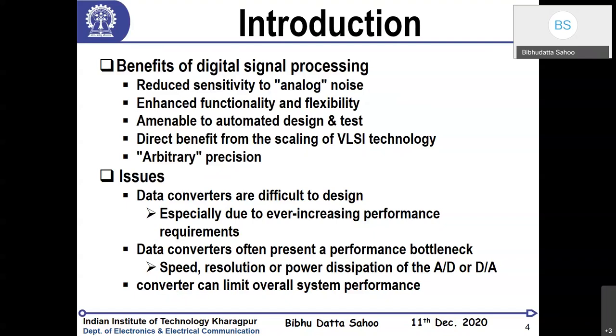But the issue is that data converters are difficult to design, especially due to ever-increasing performance requirements. And data converters often present performance bottlenecks: speed, resolution, and power dissipation of the A2D and D2A become a bottleneck. So therefore, A2D and D2A sometimes limit the overall system performance.